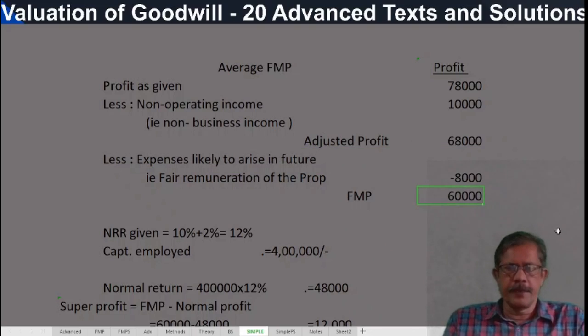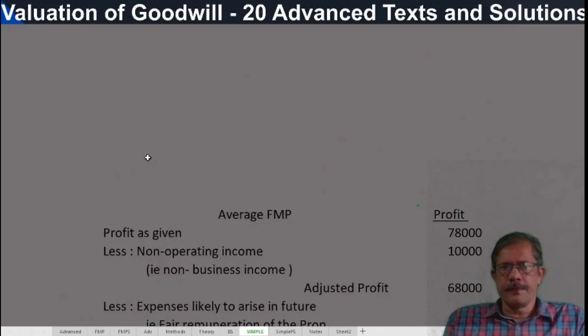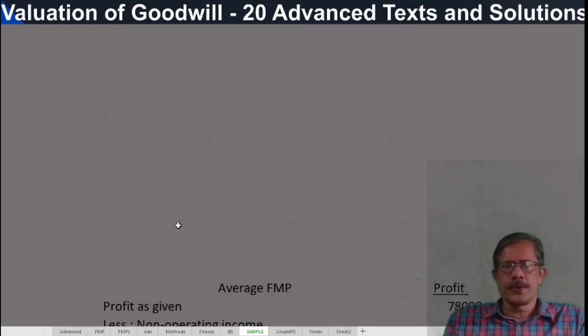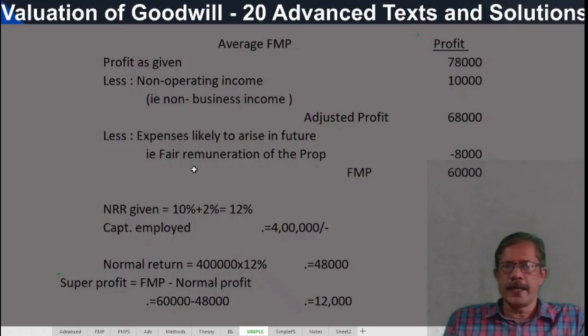Normal rate of return is given in the question: pure bank interest plus 2% as risk return. It is 12%. Capital employed is also given. What is the amount of capital employed? Mr. A has invested a sum of rupees 4 lakhs. So capital employed is 4 lakhs.